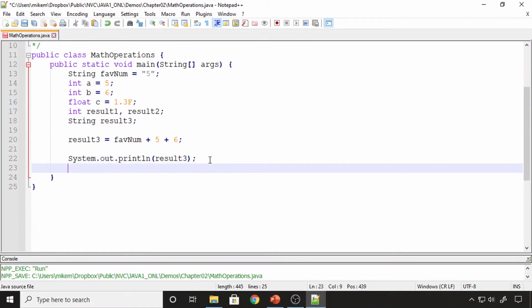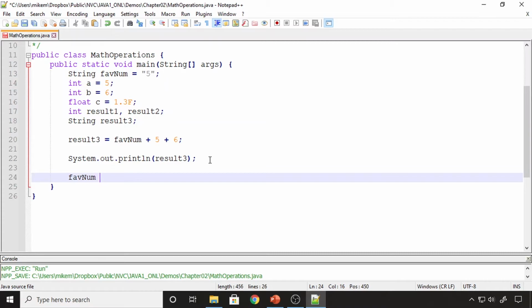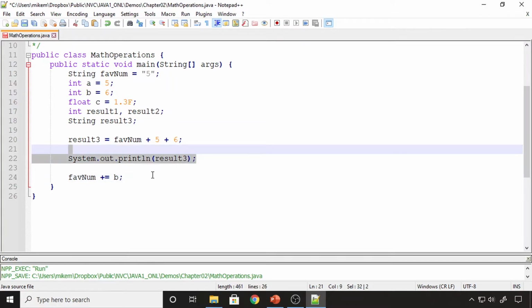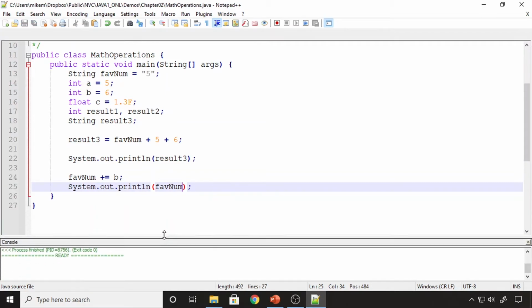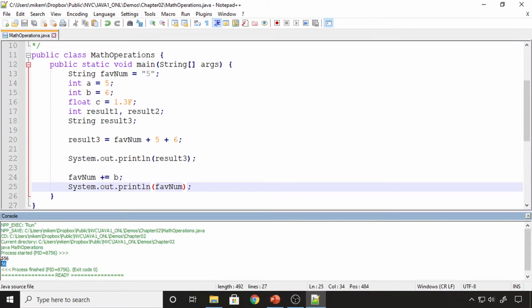Another thing that I want to do is use fave num plus equals, and we'll say b. So fave num plus equals b, and then I want to print out the result of fave num after I've done this. I'm going to compile, I'm going to run, and you can see that fave num is 56. So b is 6, and fave num is 5 as a string. So essentially what happened is it concatenated the two together.